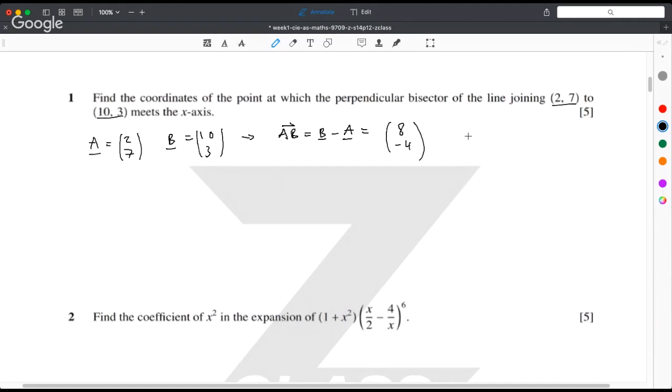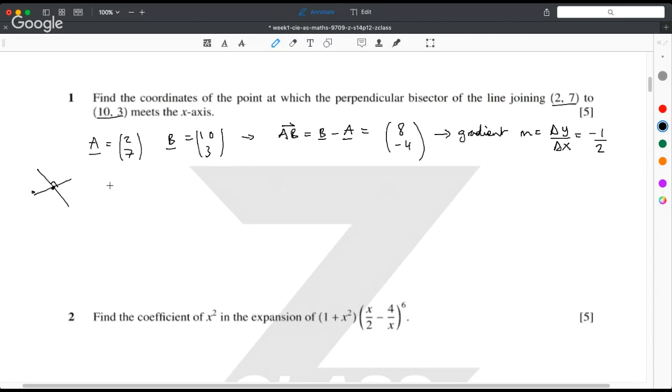So this is the line that joins them, and you'll notice that you can get the gradient of this line, and that's just the change in y, delta y, over delta x. So that's going to be minus 4 over 8, which is minus a half. So we've got this line from A to B, and now we want the perpendicular bisector. So we know 2 things about the perpendicular bisector. Firstly, it's at right angles, so it's got the opposite gradient. And the other thing we know is that it's the midpoint of this line.